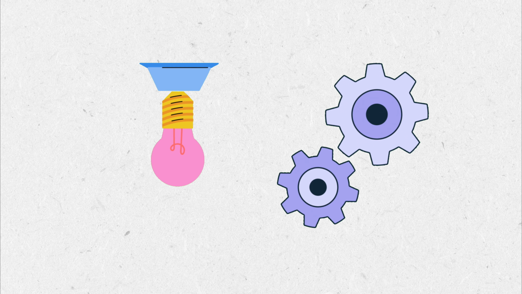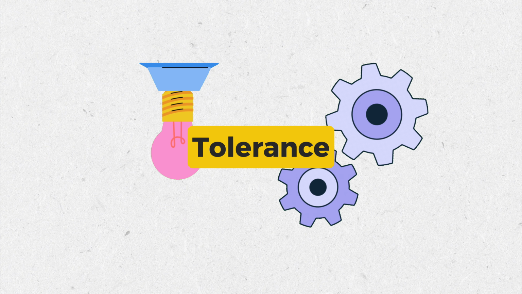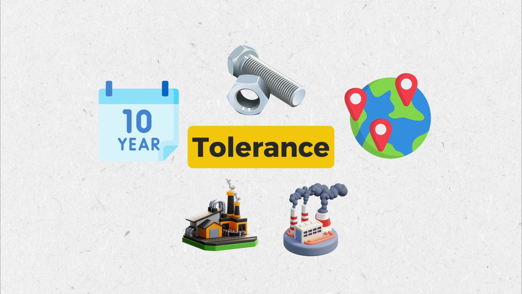Have you ever bought a part online and wondered if it would actually fit, and somehow it just does? That's not luck, and it's not magic. It's engineering tolerance. The reason parts made in different factories, countries, and even decades apart can still fit together like puzzle pieces. And today, I'll show you how this tiny detail keeps the entire world running smoothly.